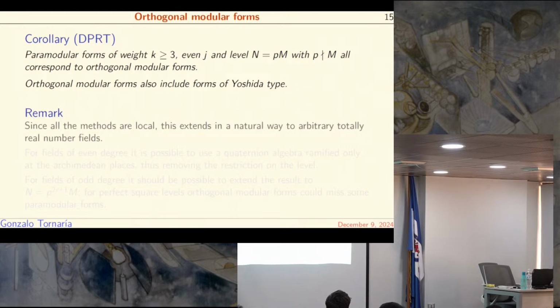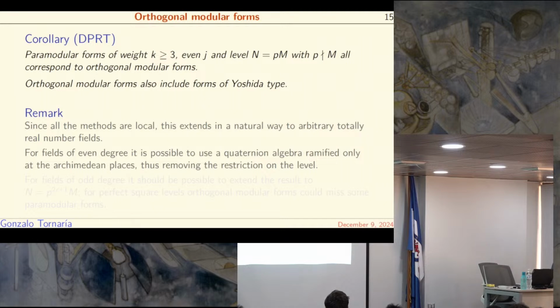And some remarks. All our methods are local, so this should work fine for arbitrary totally real number fields. Okay? And as I was implying before, if you have a totally real number field of even degree, you can use a quaternion algebra that is just ramified at infinity, and then you can do arbitrary levels. So there's no restriction on the level. And for fields of odd degree, you need at least one prime to ramify.